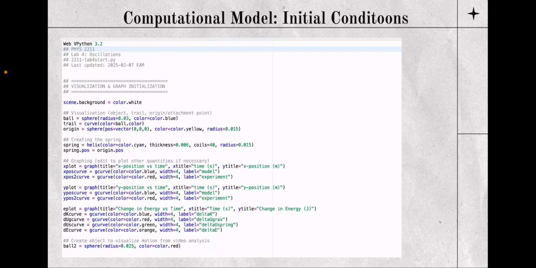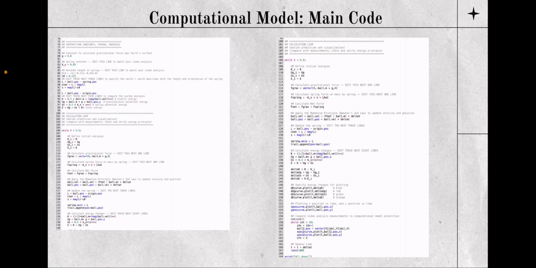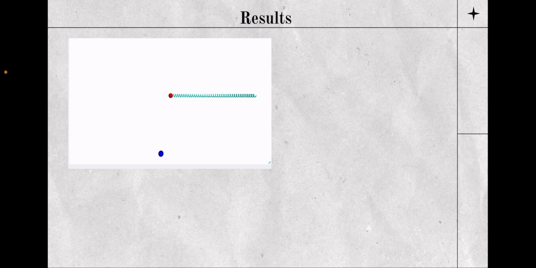Now looking at the computational model, we set the initial conditions with simple things like the radius of the sphere being 0.03, the color being yellow, etc. And then the main code led us to the results, which is just a screenshot of the results, which will have a ball oscillating on a spring mass system and rotating.